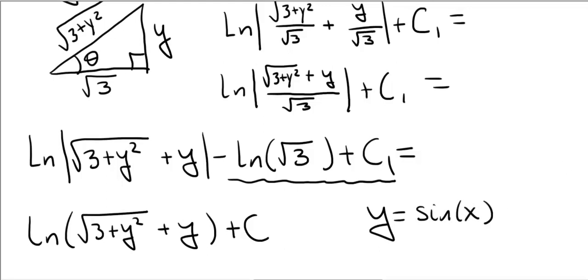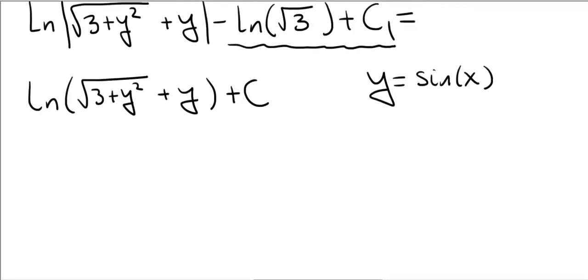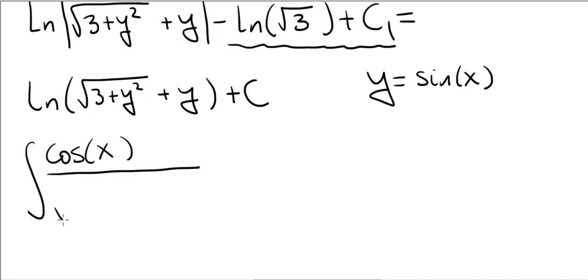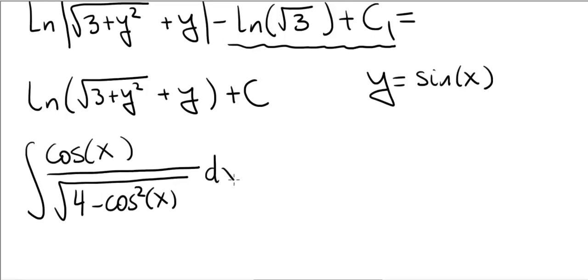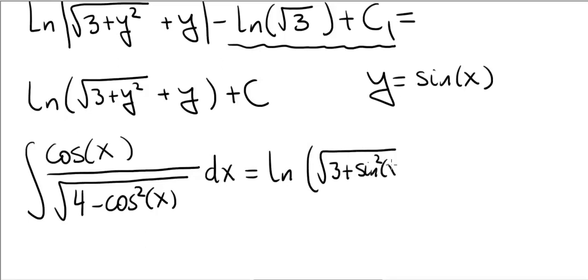So now we can summarize and say that our original integral, that is the integral of cosine of x divided by the square root of 4 minus cosine squared of x, is equal to the natural log of square root of 3 plus sine squared of x plus sine of x plus c.